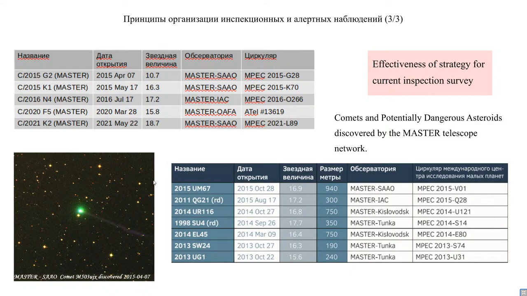Among other things, as a result of alerts and inspection observations, MASTER has discovered comets and potentially dangerous asteroids. It should be noted that almost all robotic telescopes of the MASTER observatory took part in these discoveries, and have discovery priority for these moving celestial bodies.